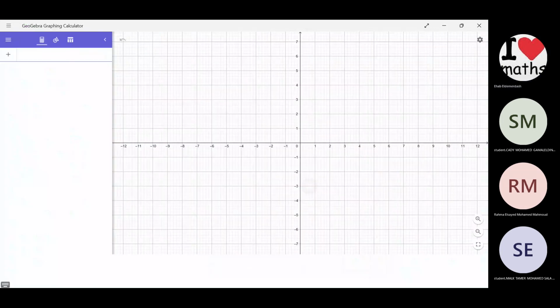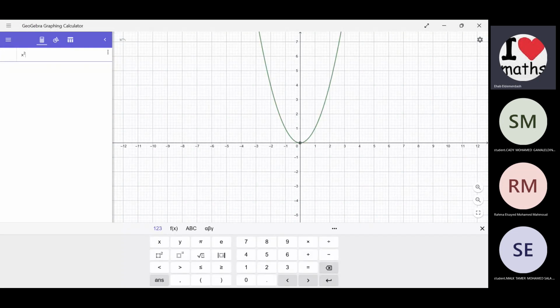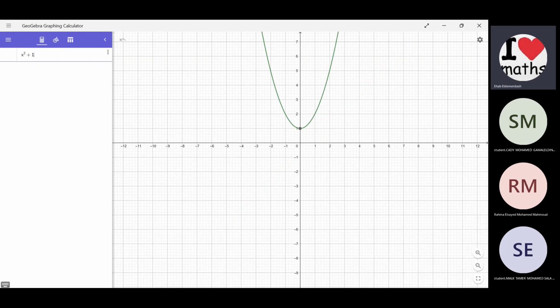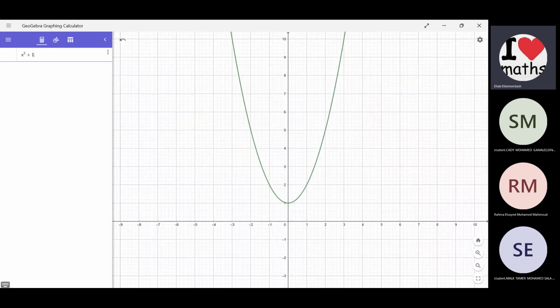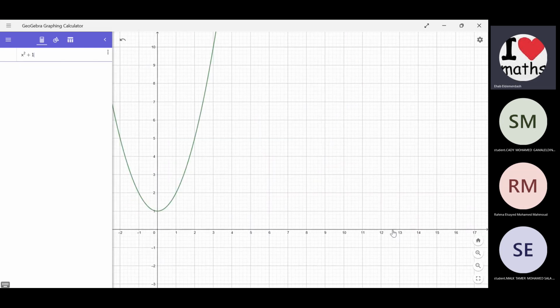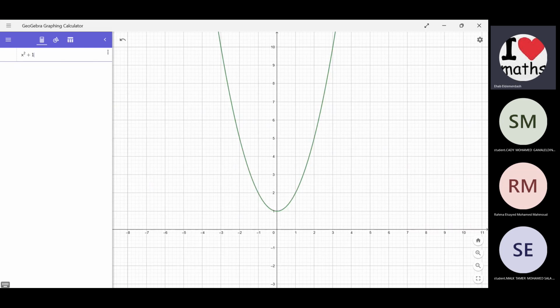So for example, if I have x squared plus 1, and I zoom in on this function, 0 will give me the answer 1. And 1 will give me the answer 2. When I replace x by a value, the domain here, all of these values, all of the horizontal line, represents the domain.